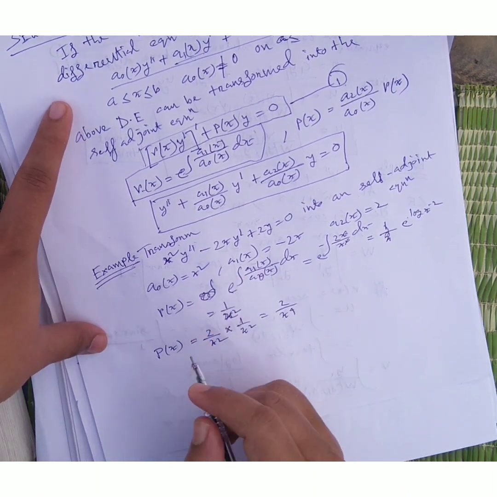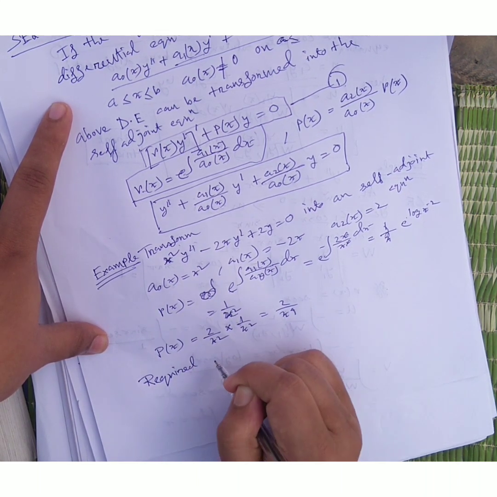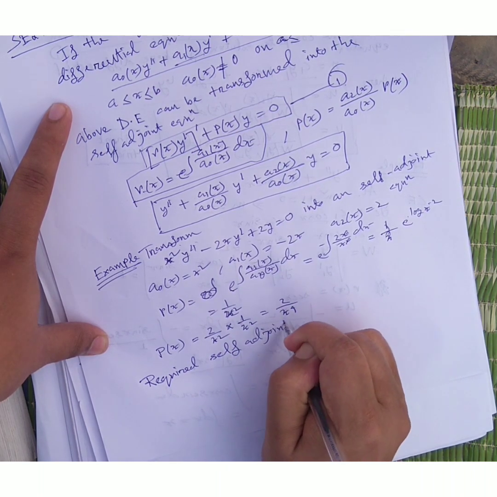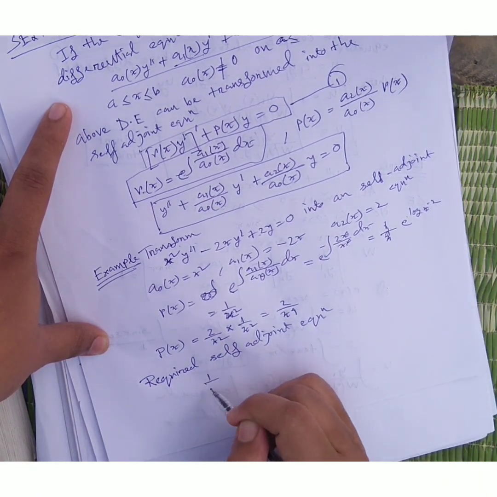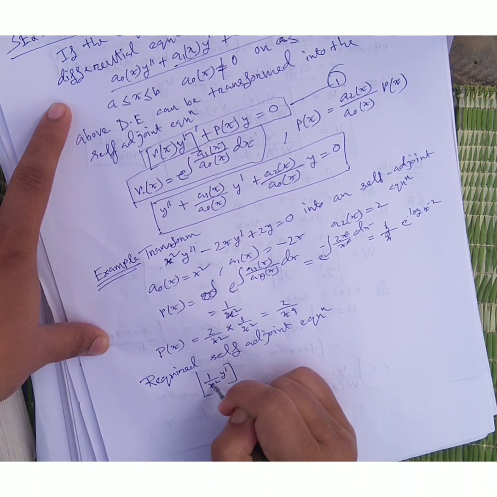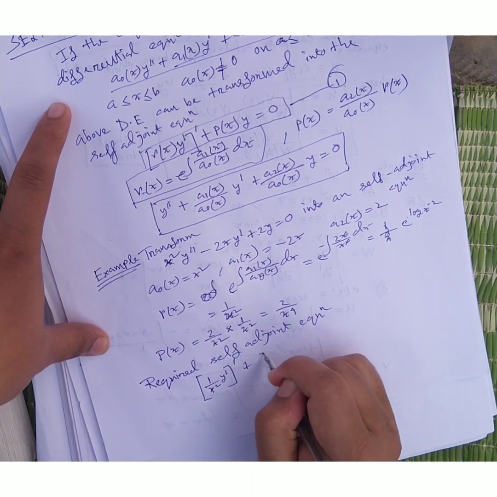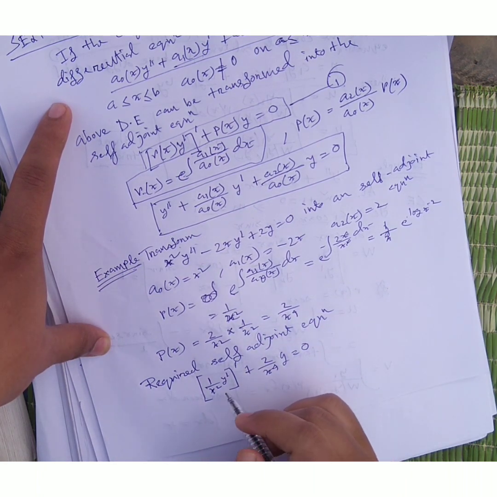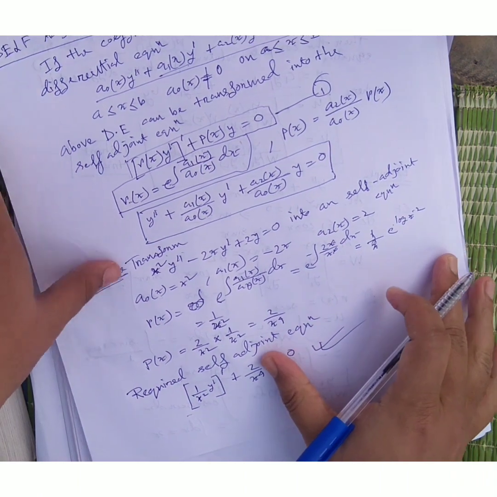So my required self-adjoint equation, I have to just transform it. The self-adjoint equation is (1 by x square y dash) dash plus 2 by x to the power 4 y is equal to 0. So this is my answer, and I gave one example of self-adjoint equations.